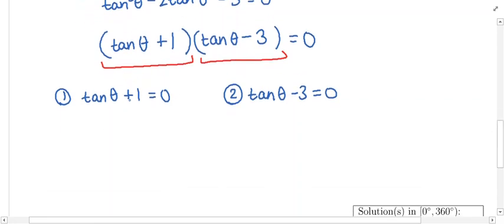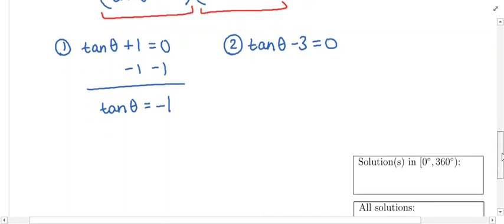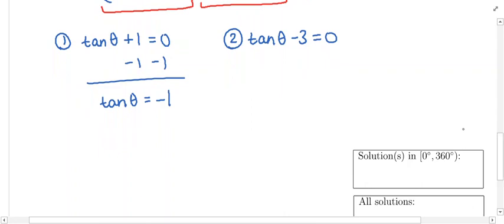Let's start with this first equation. Now we have something linear. We've got a single trig function raised to the first power, so we need to isolate the trig term. I'm going to subtract 1 from both sides. This tells me tangent of theta is equal to -1. So what I can do is go to my unit circle and look for angles between 0 and 360 degrees, one revolution around the unit circle, whose tangent is -1. So let's go to the unit circle.